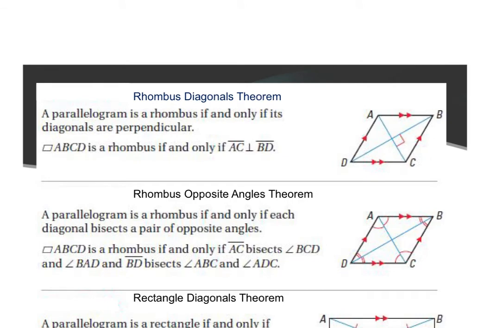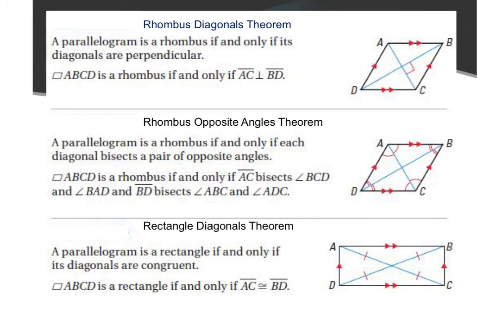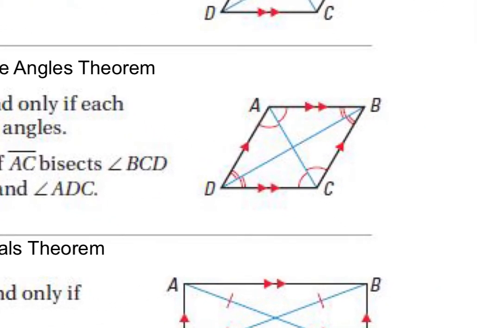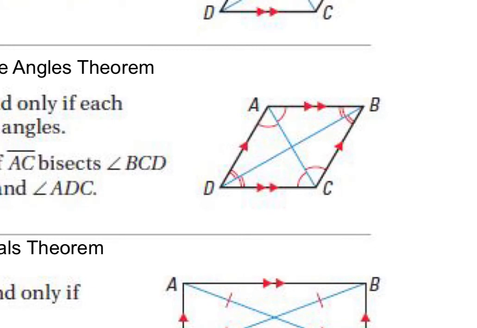The rhombus opposite angles theorem. A parallelogram is a rhombus if and only if each diagonal bisects a pair of opposite angles. So in this case, each of those diagonals, the line from AC and the line from DB, notice how the angles on both sides of that diagonal are the same. It bisects each of the angles in half.